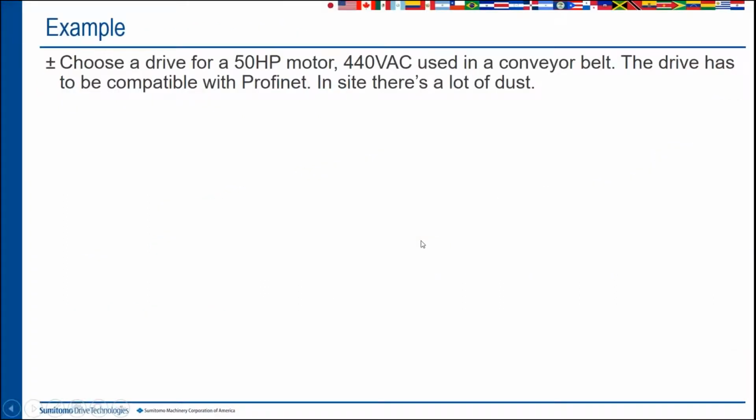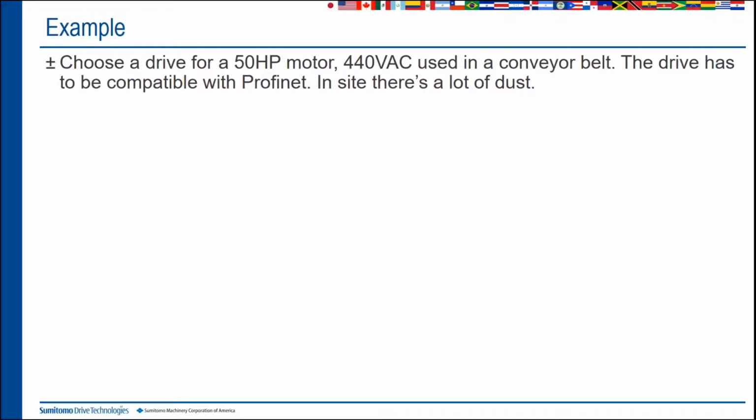I have here a very quick example, because I want to show you another tool that we have for you in order to make it easier to choose a drive from Invertek. For example, if we need to select a drive for a 50 HP motor supplied at 440 volts. This is very common over here in my region. And if it's going to be used in a conveyor belt, this will be an industrial application.